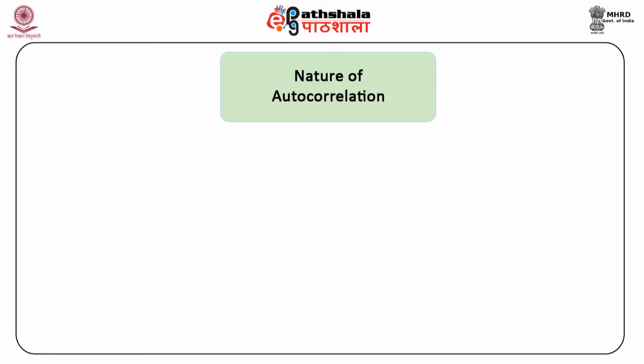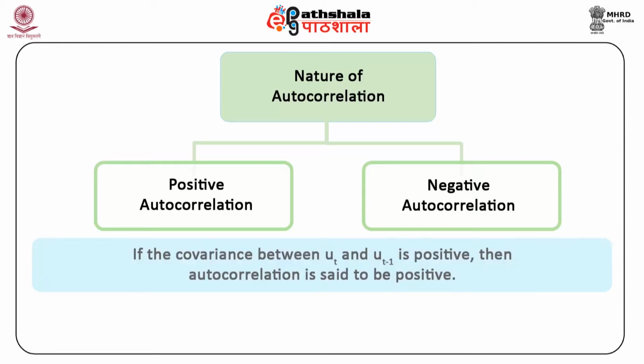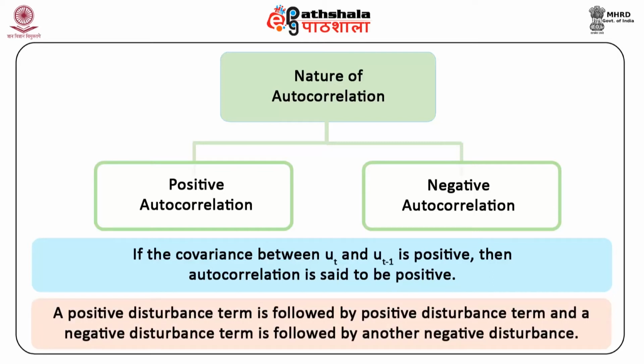Autocorrelation is classified as positive and negative depending on the relationship between successive disturbance terms. First, we will discuss the positive autocorrelation. If the covariance between ut and ut minus 1 is positive, then autocorrelation is said to be positive. It also means that a positive disturbance term is followed by a positive disturbance term and a negative disturbance term is followed by another negative disturbance term.